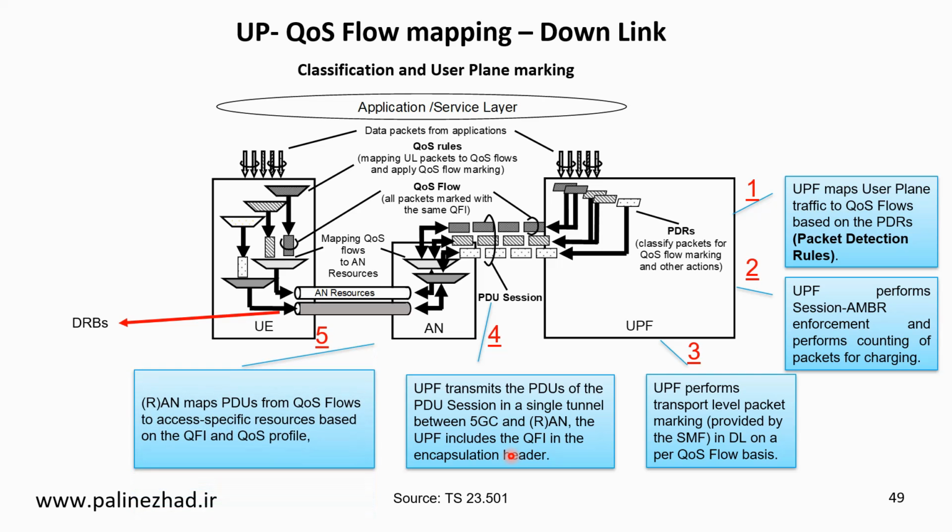In the last step, RAN maps PDUs from QoS flows to access specific resources based on the QFI and QoS profile. So now you see it again. We have two-time mapping in 5G. In 4G, it was one-time mapping. Once between UPF and access node and once by access node on the air interface to allocate resources.